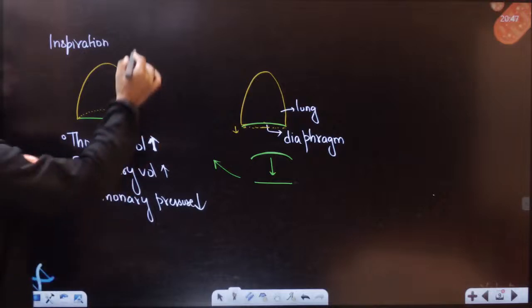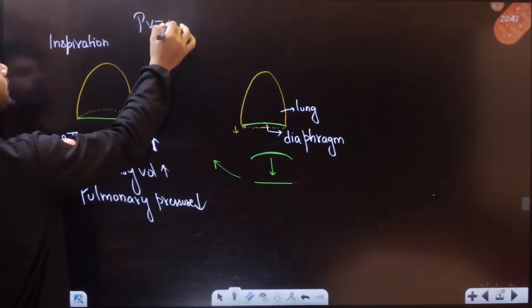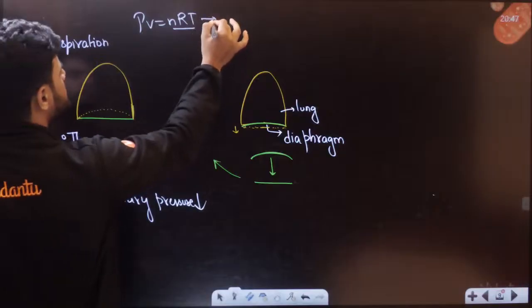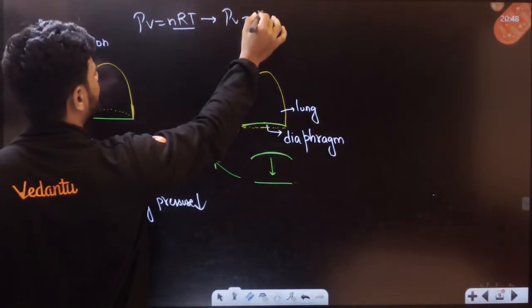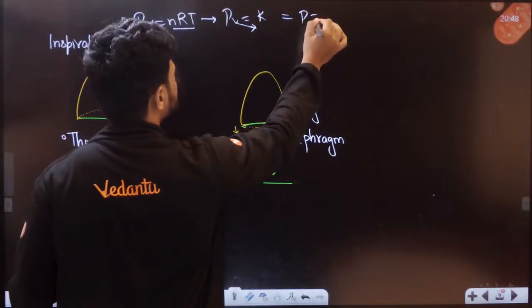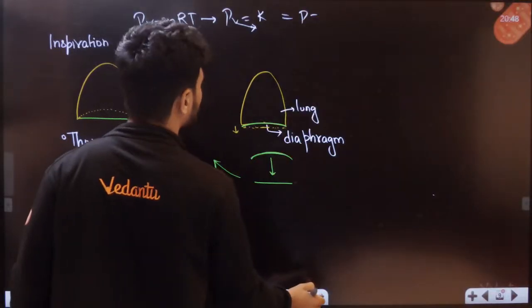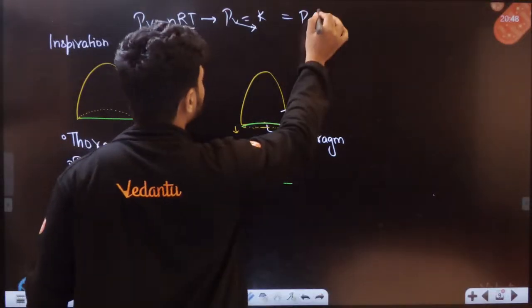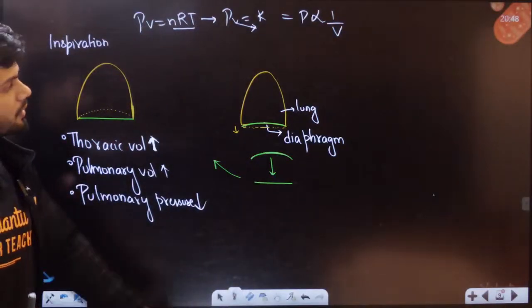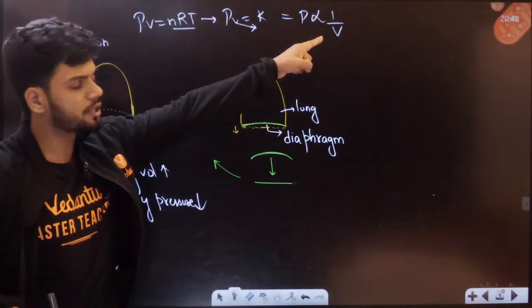Why, students? All of you know PV is equal to nRT, right? You have studied it since childhood. Now let's say this is constant right now. So PV is equal to K. Okay. Now let's bring this volume V down. So P is technically inversely proportional to volume, right? Pressure is inversely proportional to volume.